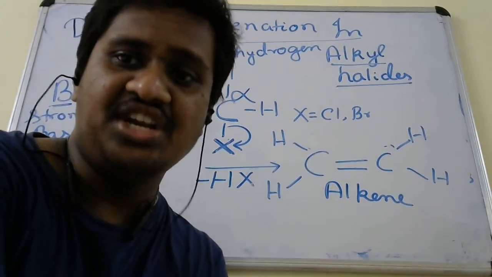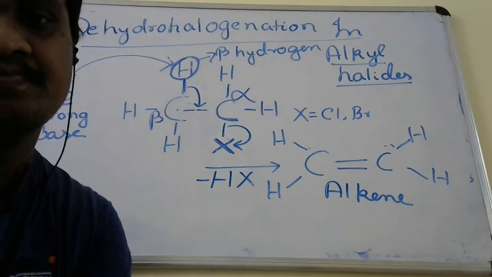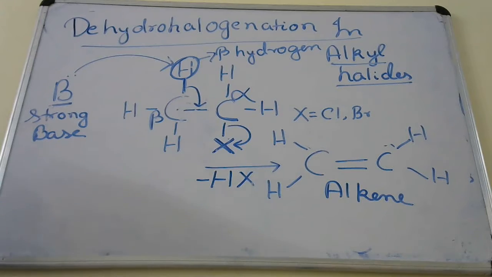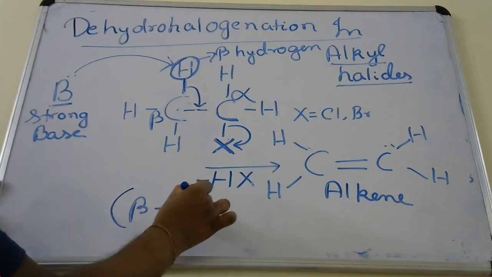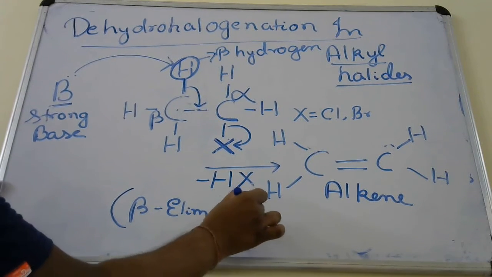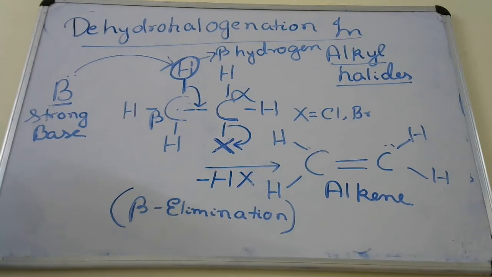So this is dehydrohalogenation, or it is also called beta elimination. The other name I am writing for this reaction is beta elimination reaction.